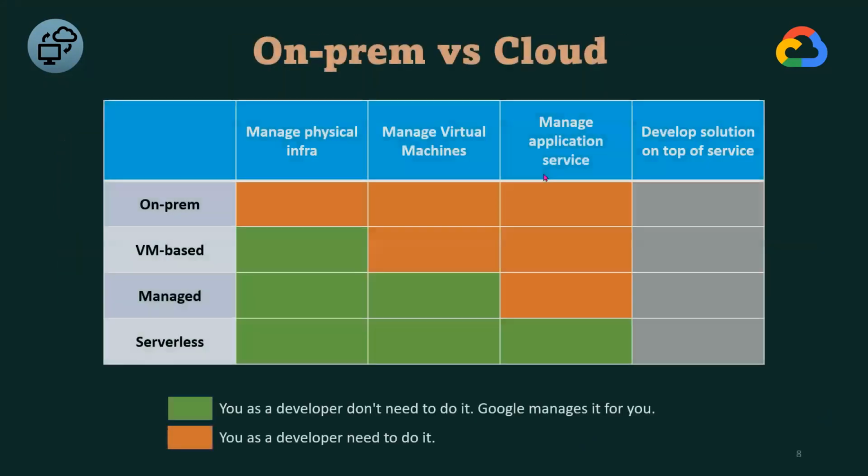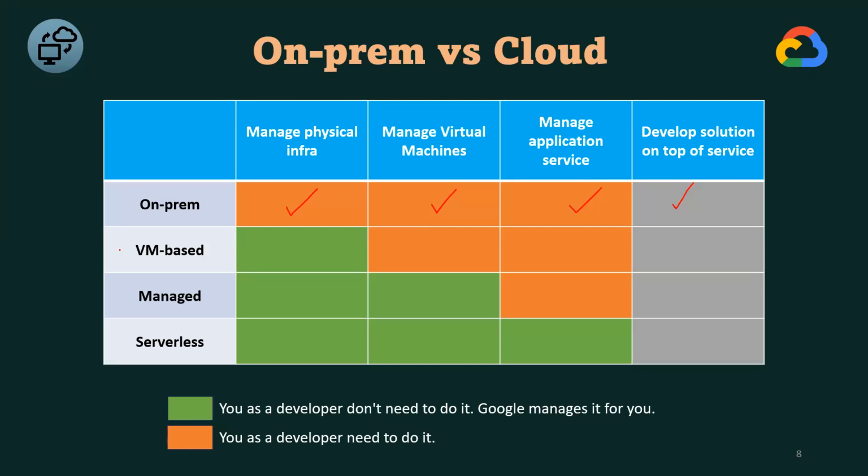Now, in an on-premises working model, you as a person have to take care of all the things. If you want to develop a solution on top of an infrastructure, you have to manage your own physical infrastructure. That means you have to purchase your physical hardware, manage your virtual machines, manage your application. Everything you have to manage.